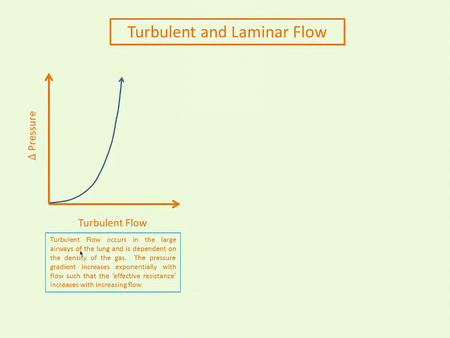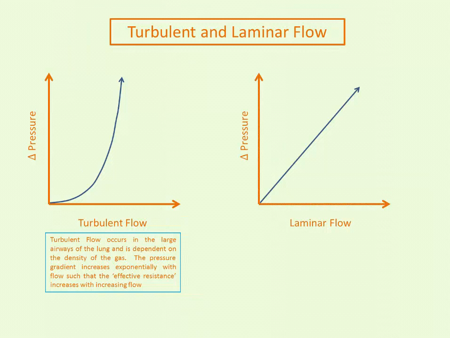As I mentioned, it's almost always in the large airways. It's dependent on the density of the gas, and it increases exponentially with flow, such that there's a dynamic effective resistance. That is, the effective resistance is constantly increasing with increasing flow, and that is depicted by the increasing slope with increasing flow here. So for those of you who like calculus, the effective resistance would basically be the derivative of the equation that defines this line.